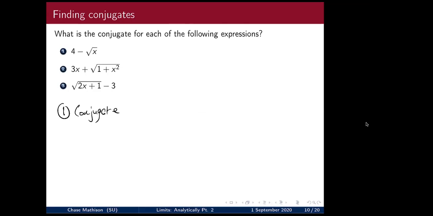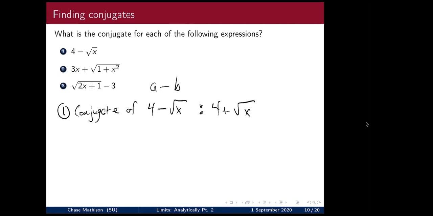Conjugate of 4 minus square root of x. Well, this is A, this is B, and we have A minus B. So the conjugate then is A plus B, right? So what do I get for the conjugate then? 4 plus square root of x. Very good. And that's as easy as that.